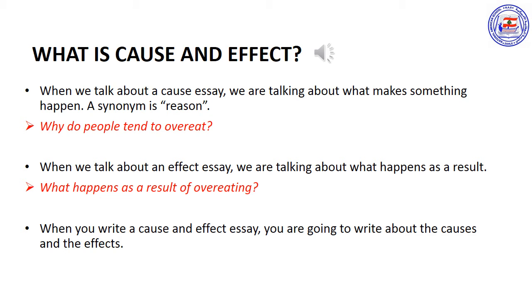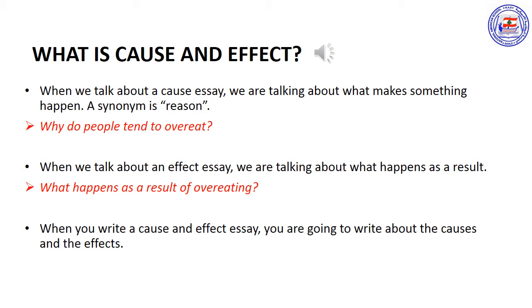When we talk about a cause essay, we are talking about what makes something happen. A synonym is reason. For example, why do people tend to overeat? This question requires you to think of reasons or causes for overeating. On the other hand, when we talk about an effect essay, we are talking about what happens as a result. For example, what happens as a result of overeating? This question focuses on the effects or consequences of overeating.